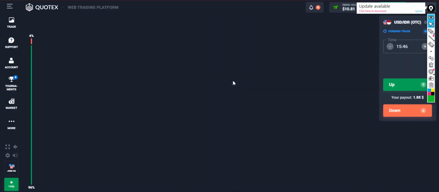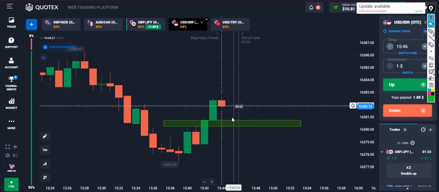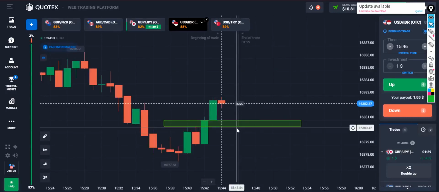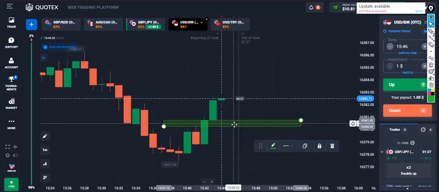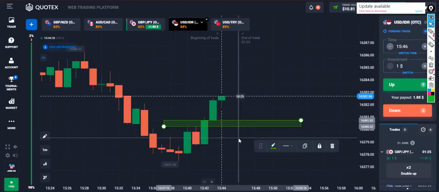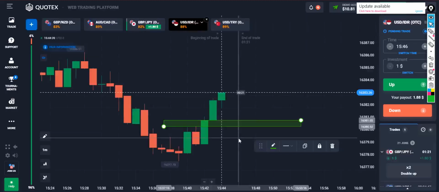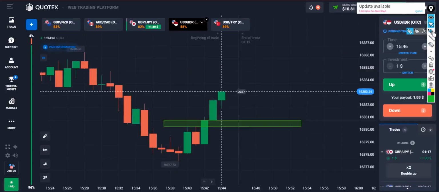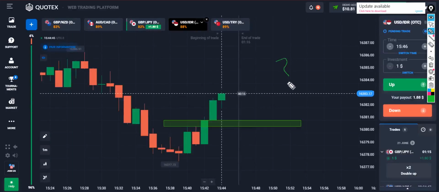It is a bit risky because a lot of things can happen. I prefer taking trades based on fair value gaps if the fair value gap area is a bit larger or a bit bigger than this one. So now the question is, should I take a trade or should I not?